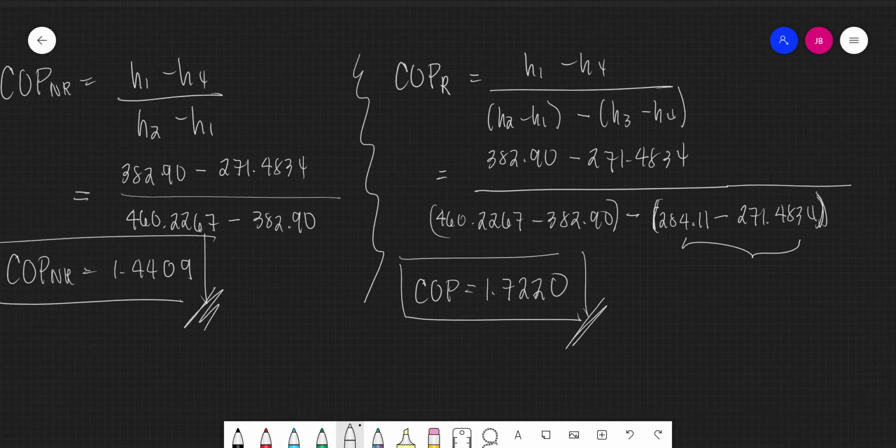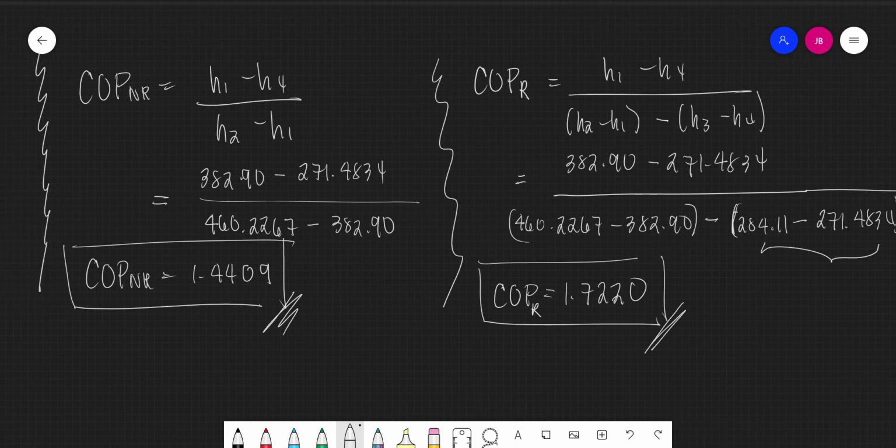Again, kung mapapansin natin, makikita natin na mas maganda ang performance ng isang vapor compression system using an expander kapag nire-recover natin ang expander power.